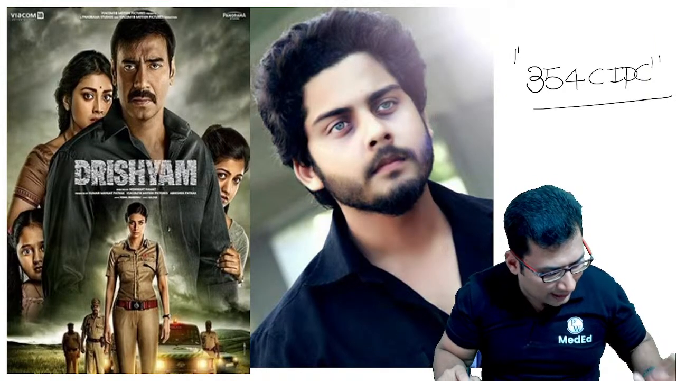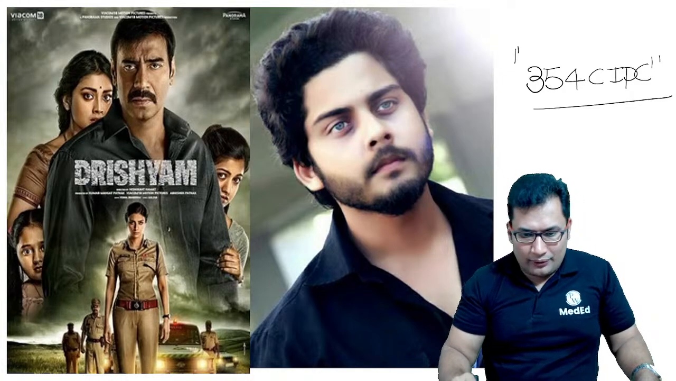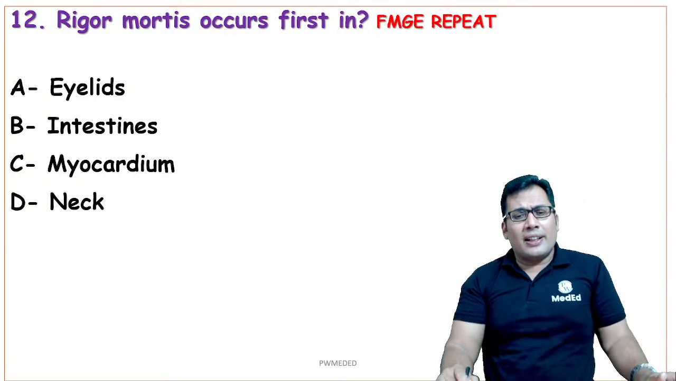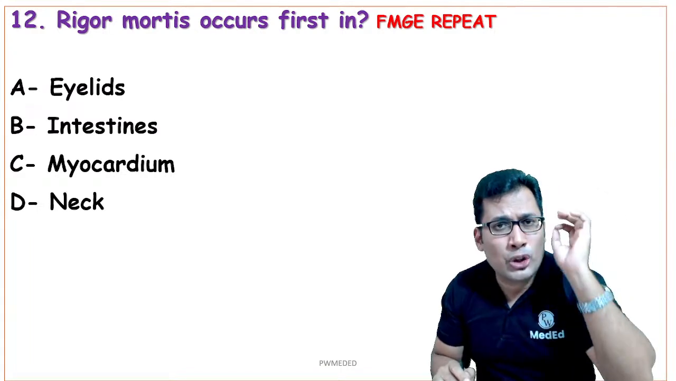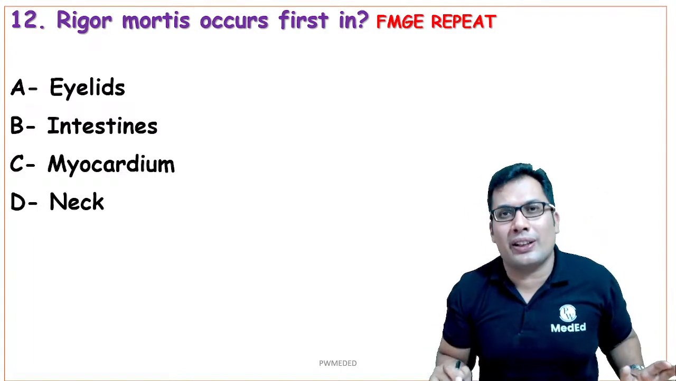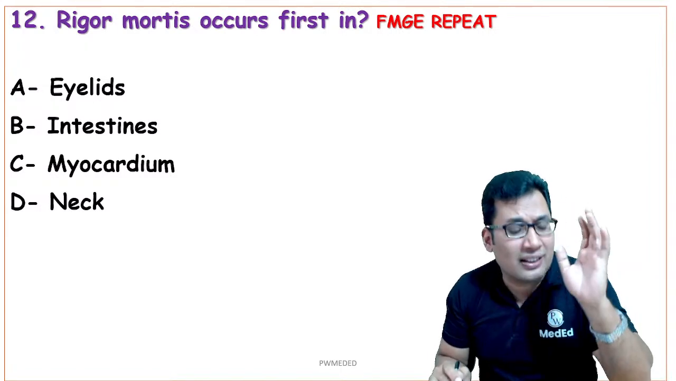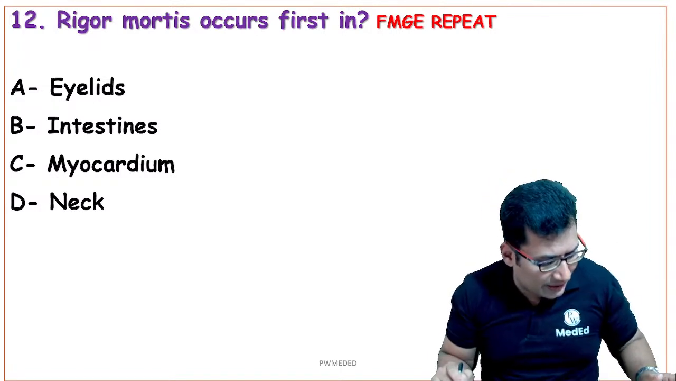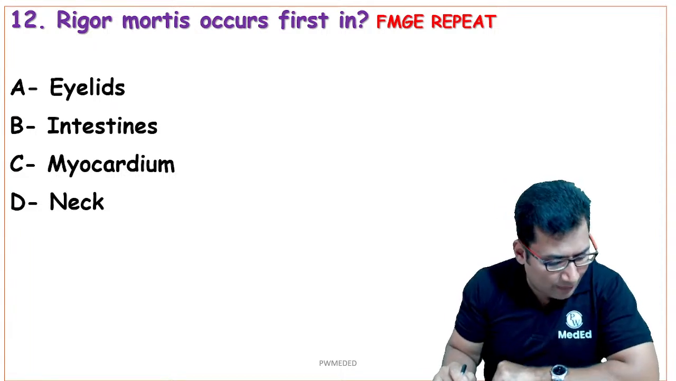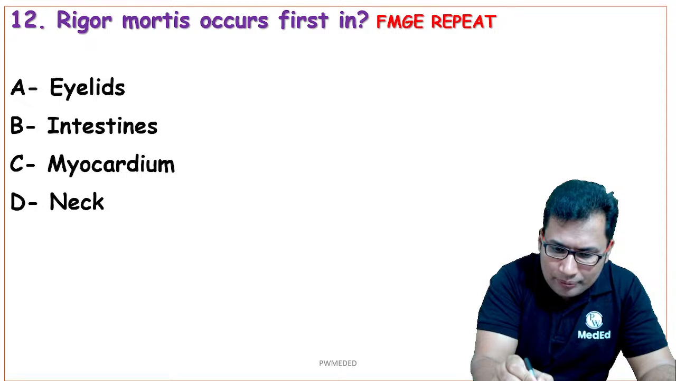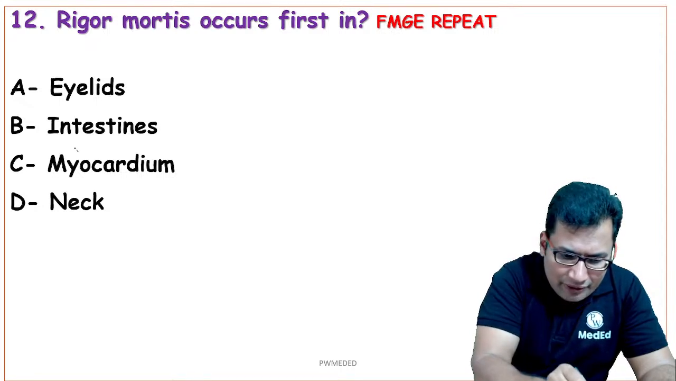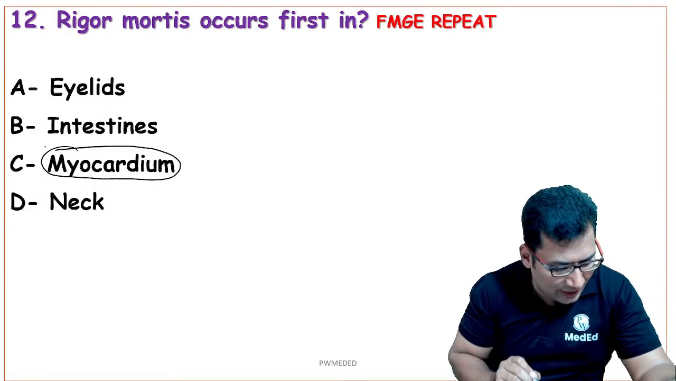Next, come on. Look at this question. Rigor mortis occurs first in. Rigor mortis means shortening and stiffening of the muscles and joints. It first occurs in, that is the question asked. Come on, anyone? Yes, your answer should be myocardium. So rigor mortis first occurs in the myocardium. That is the correct answer.